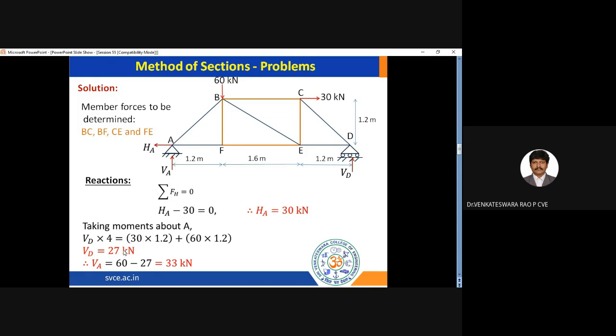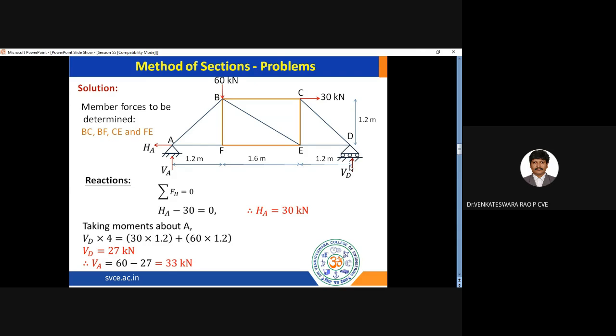Now we take sigma V equal to 0, that is VA plus VD is equal to 60, then VA equals 60 minus VD, which is 27, and we got 33, which means our assumption for the reaction at A direction is correct. 33 positive, correct. And VD also came positive, so this direction of assumption is also correct.